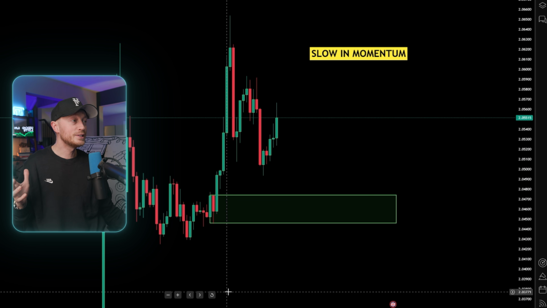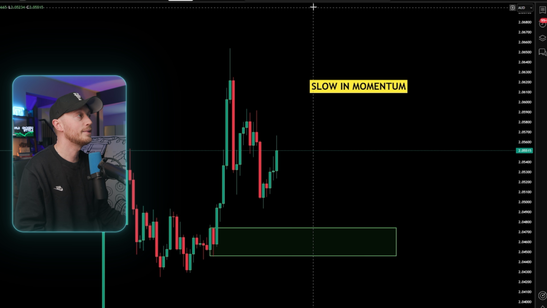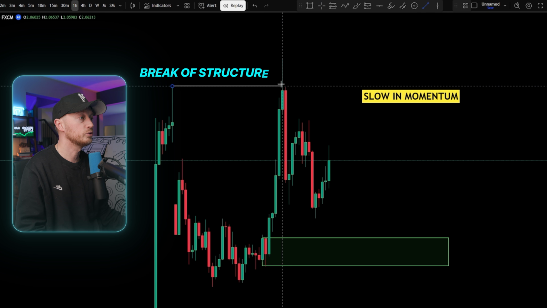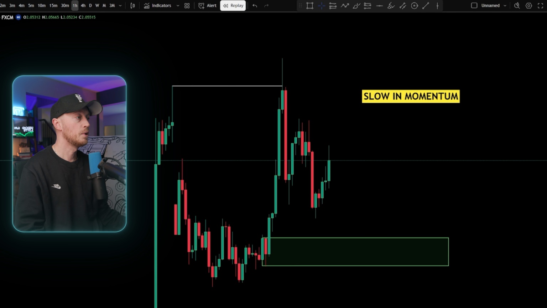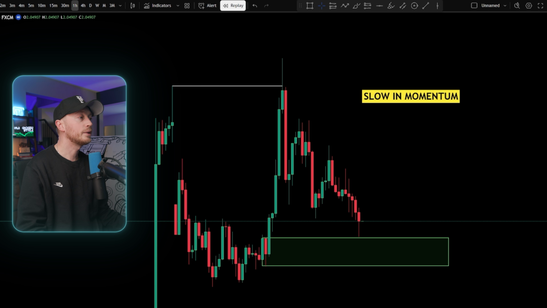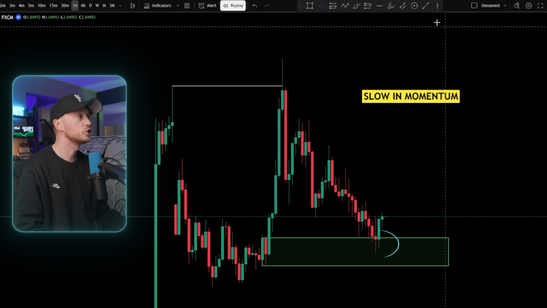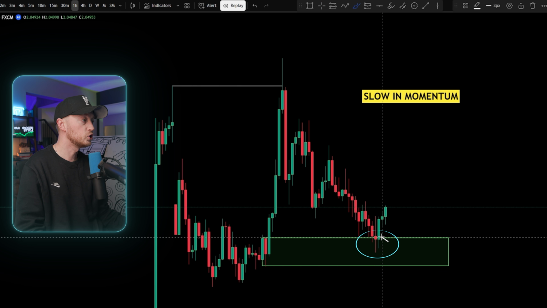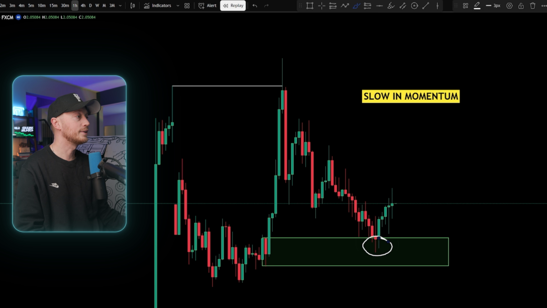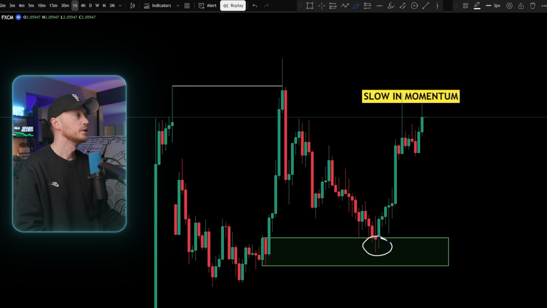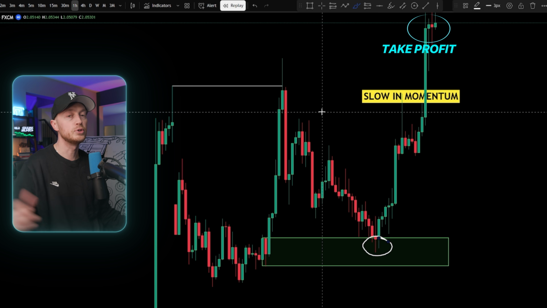What you really want to see is a slow in momentum. Look, we've got break of structure right here. We've got a nice push up. I'm waiting for price to come down. I want that price to slow down. Look, it slows down. It closes in the zone. That's where I can get my entry and push up, smash my take profit beautifully.